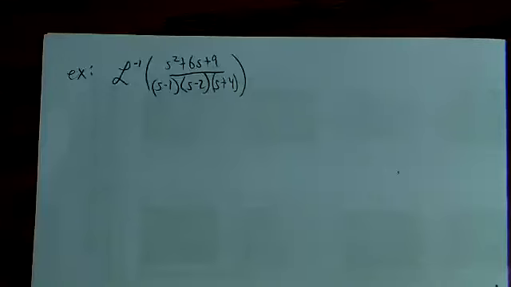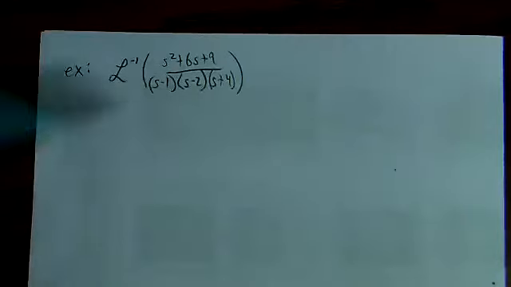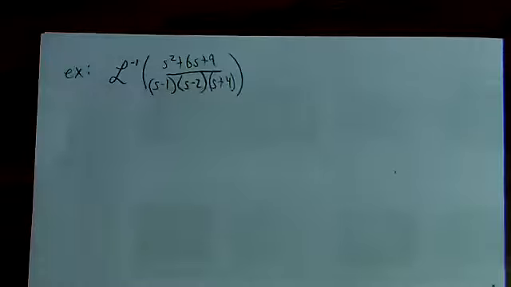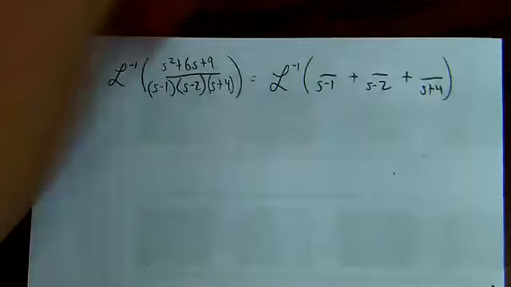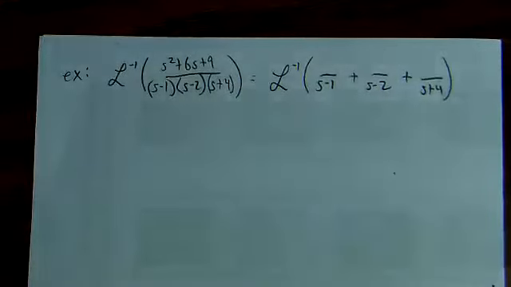We know that polynomials can be factored into some combination of linear and quadratic terms. Here I've factored this into its linear terms. We also know this is a proper fraction. It's degree 2 over degree 3. This is a proper fraction, which means I can write this as something over s minus 1 plus something over s minus 2 plus something over s plus 4. This is our partial fraction decomposition.